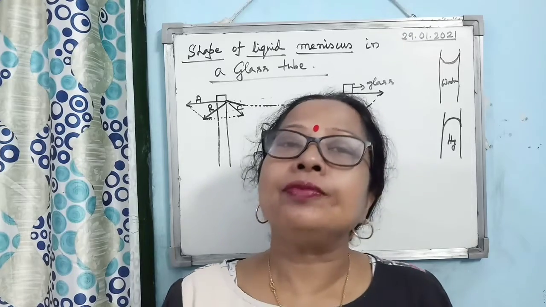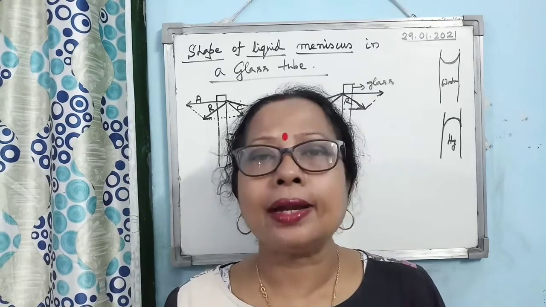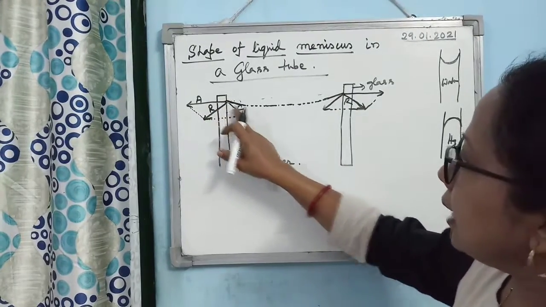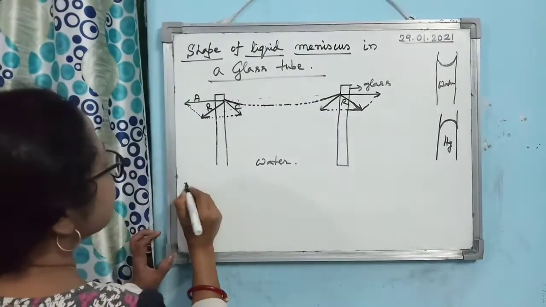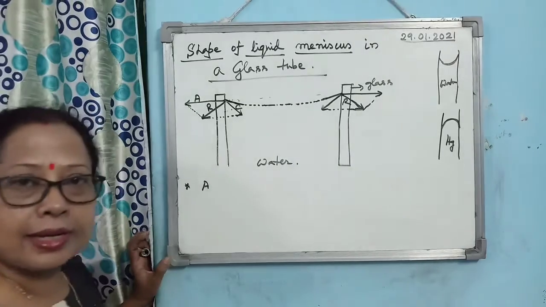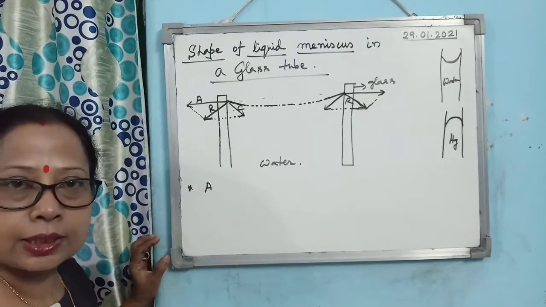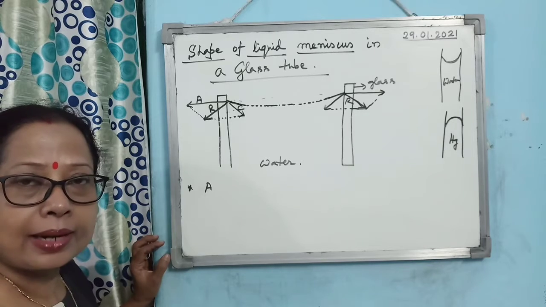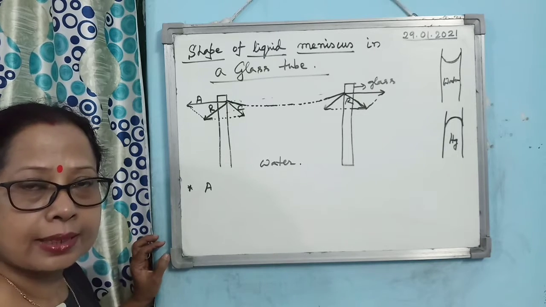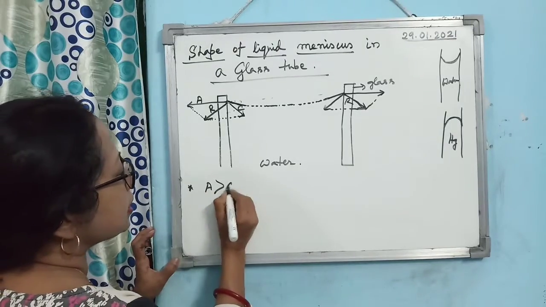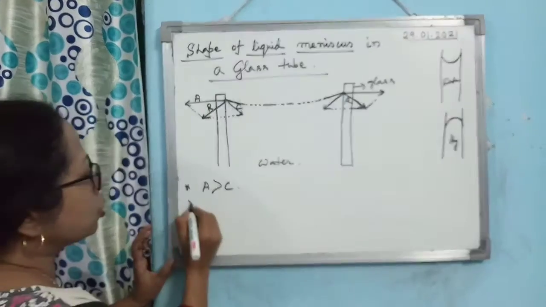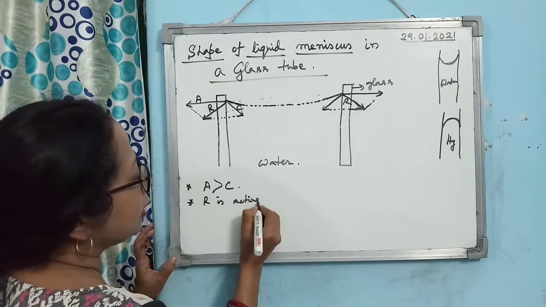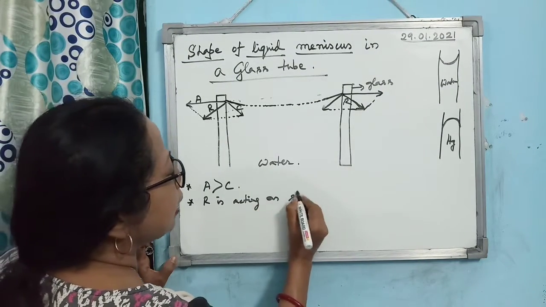Alright, so if the question comes in the exam, how to handle it? Draw this diagram clearly and write down here point-wise that adhesive force. I am writing in short because the teacher can write in short but students are not allowed to. So whatever I am writing in short, you must write in full sentences. Here adhesive force is greater than cohesive force. So the resultant is acting as shown in the diagram.